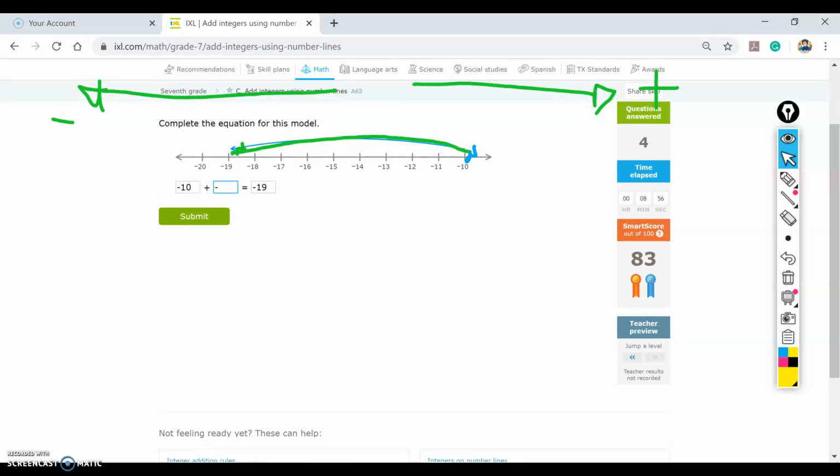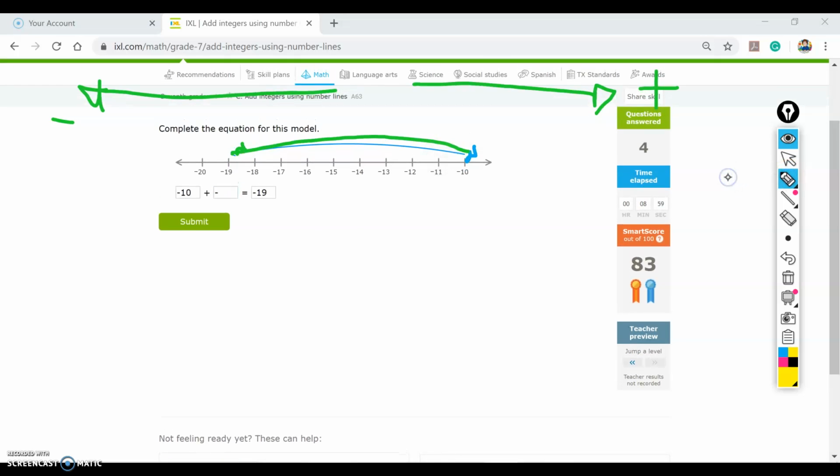Now, what is the number that I would type there? Well, I just count. In this case, I would just count how many numbers I'm jumping all the way to -19. So 1, 2, 3, 4, 5, 6, 7, 8, 9. And that's the number I would put there. -9.